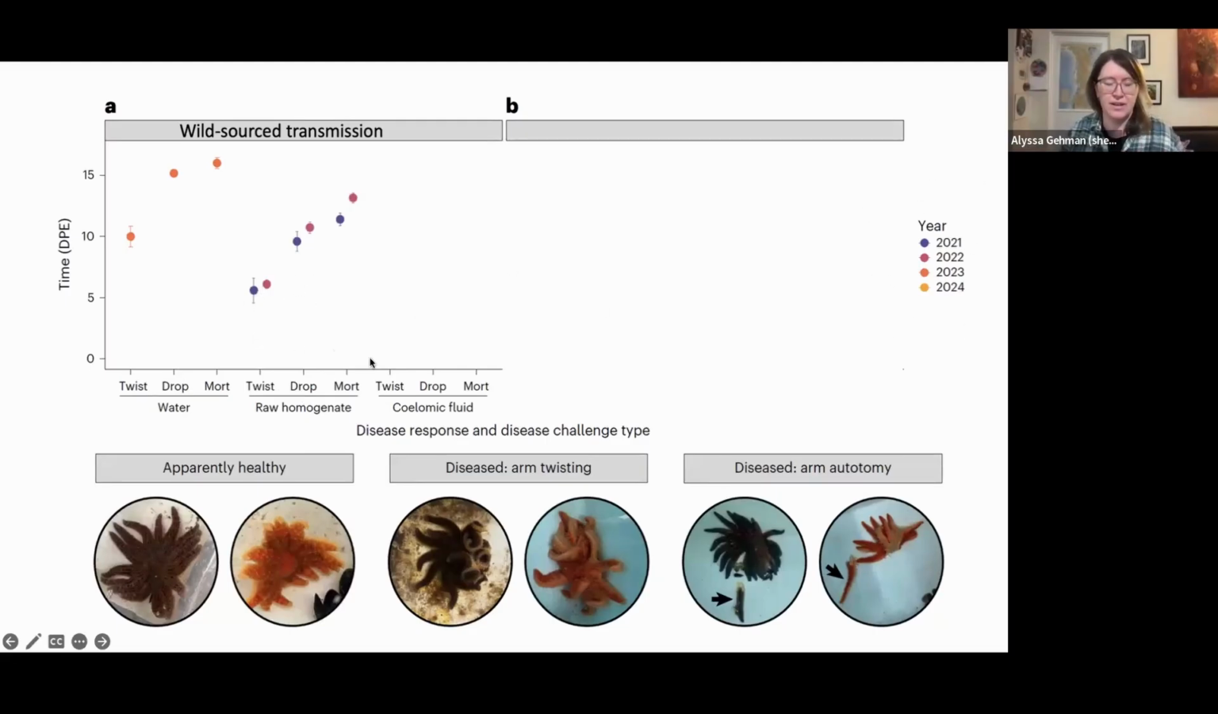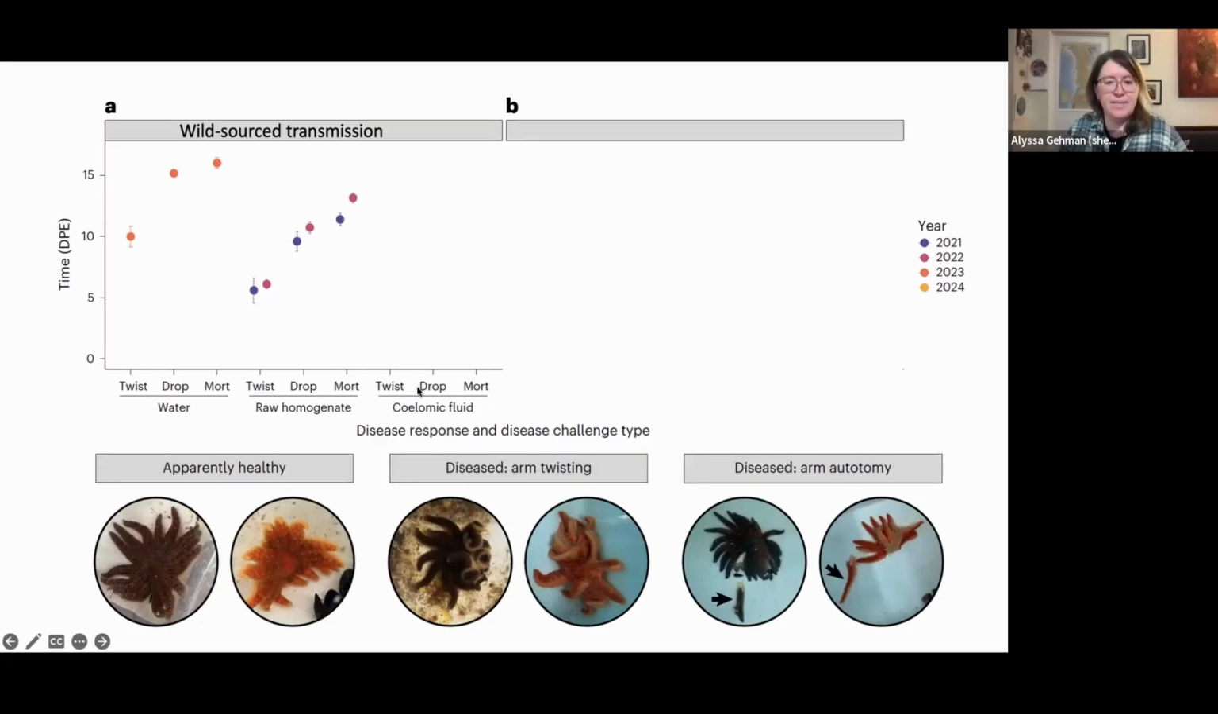So we ran these experiments. Like I said, we repeated them over multiple years. And so you can see we had twisting, followed by dropping, followed by mortality. Again, sort of this same trajectory of disease, but this time a little bit faster, which suggests that there's potentially more pathogen in this tissue.